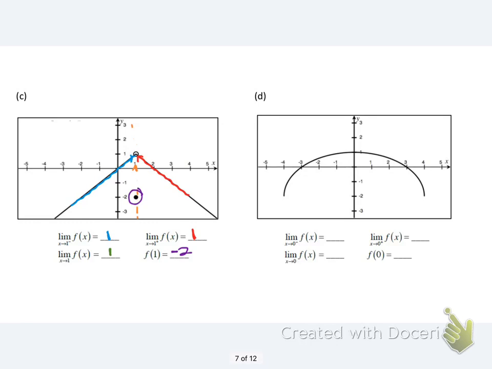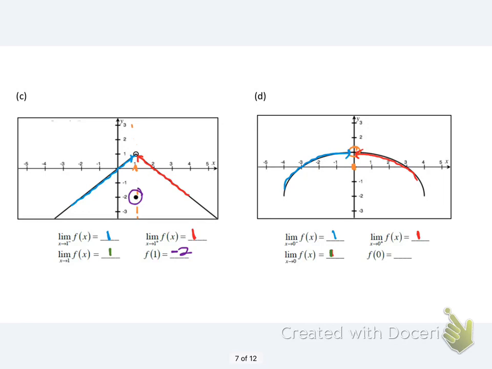Another one, 0. All right, so 0 is right here, which means we're really looking up here. We approach it from the left, and we get 1. We approach it from the right. Well, hey, look, that's going to the same thing. That's also 1, which means the overall limit as x approaches 0 is still 1.